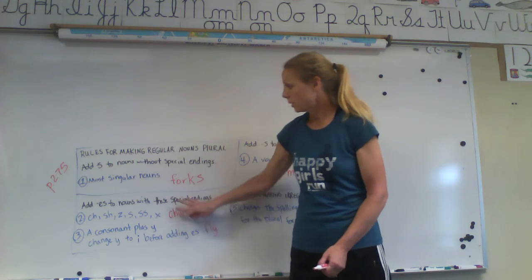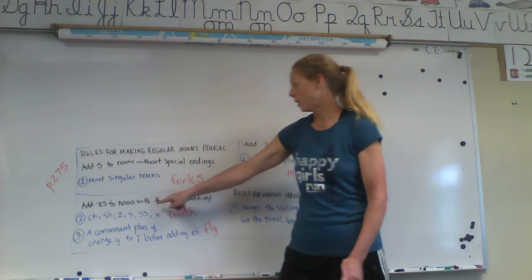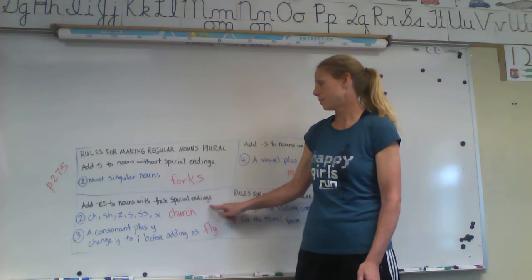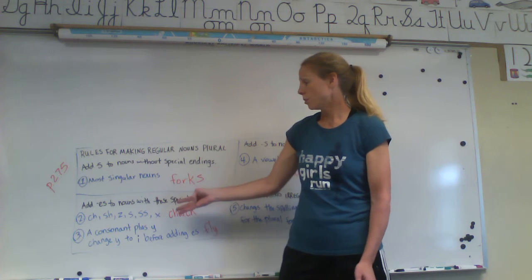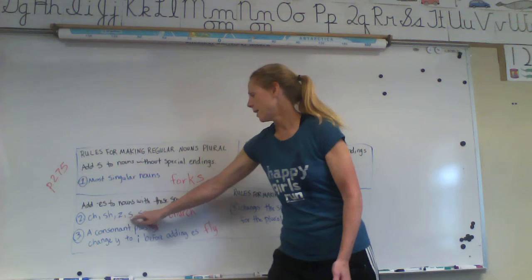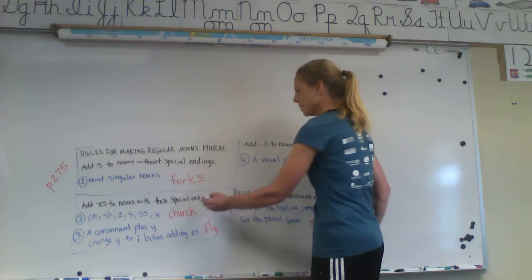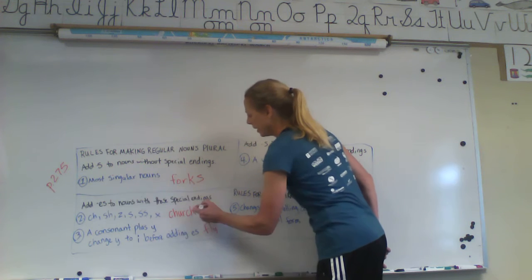For rules 2 and 3, you will add ES to nouns with these special endings. So rule 2, if your noun ends with CH, Z, S, double S, or X, like church does, you would add ES.